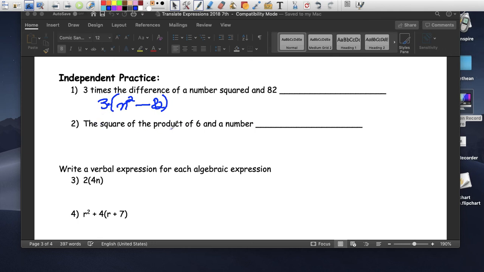The square of the product of 6 and the number. So we're going to take something to the second power. What are we taking to the second power? The product, right, which is multiplication of what? 6 and a number. So we're going to multiply these two and then raise it to the second power. Or we can do this: 6 times n, and then whatever answer I get, raise to the second power.